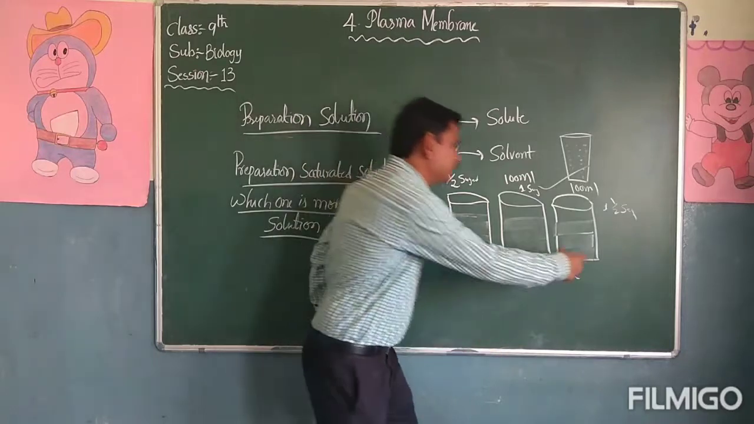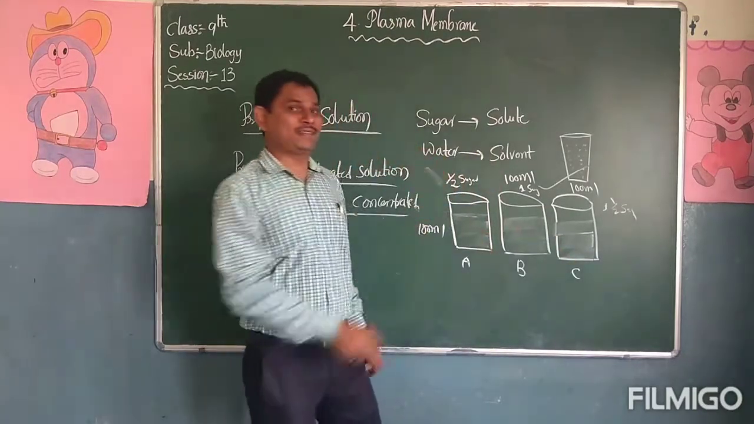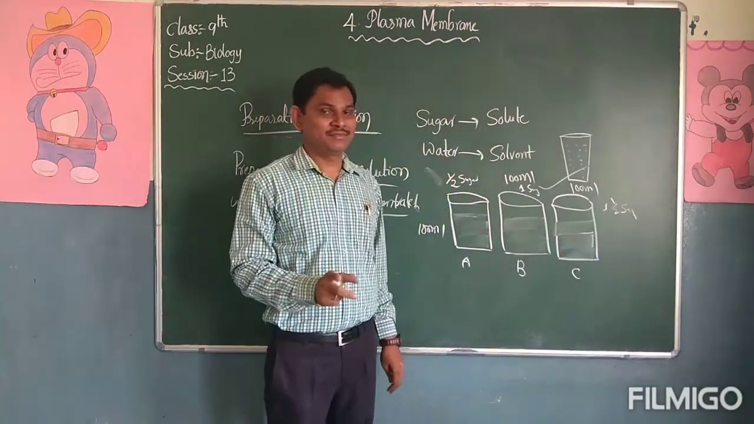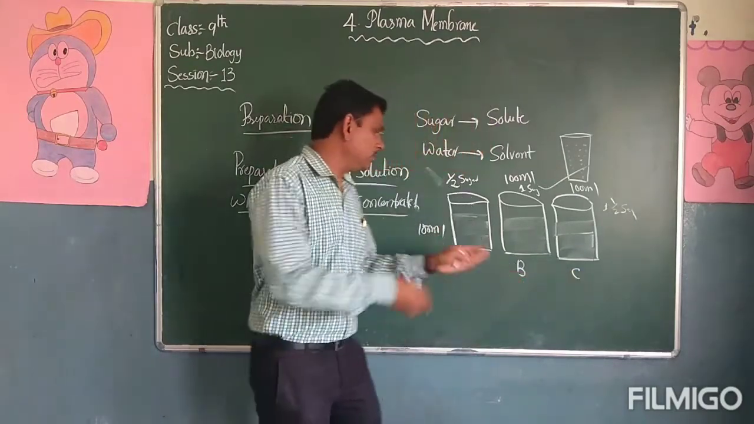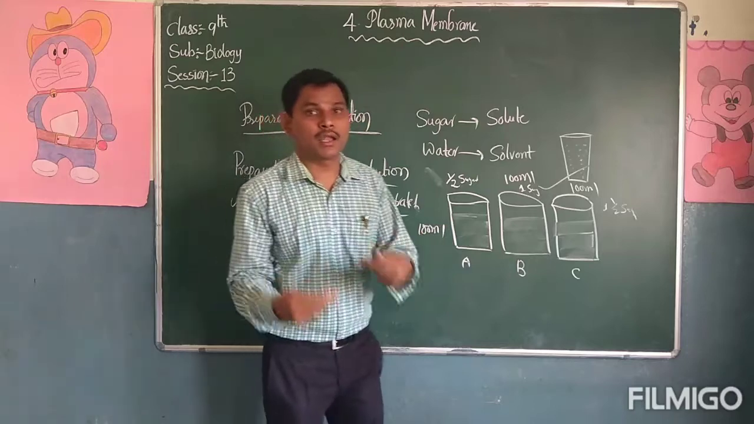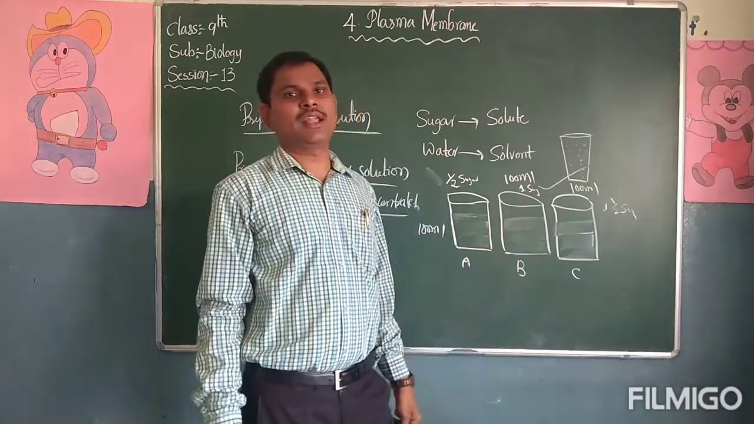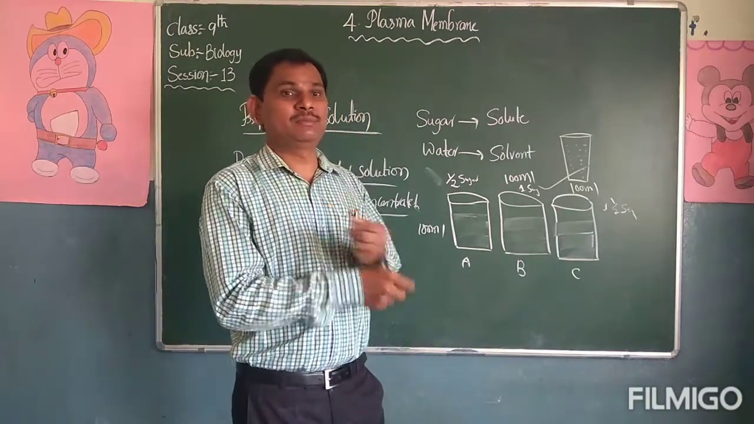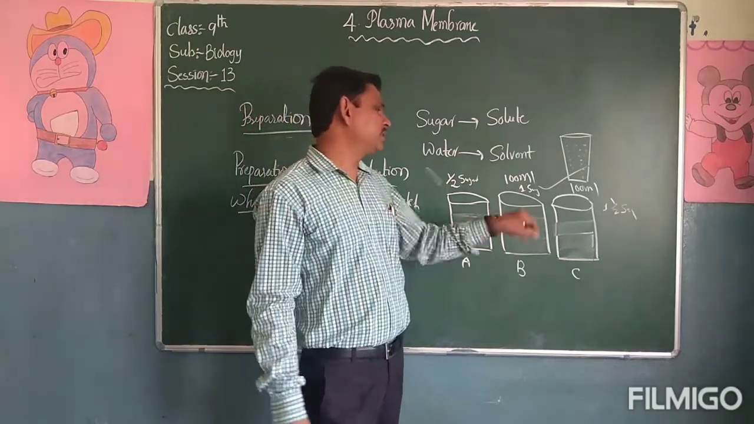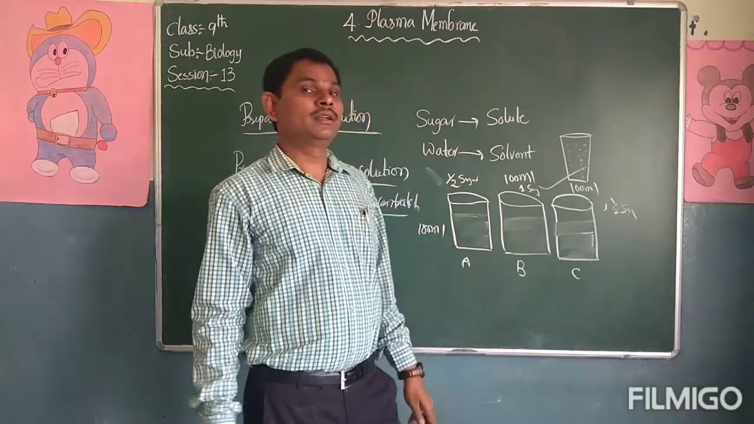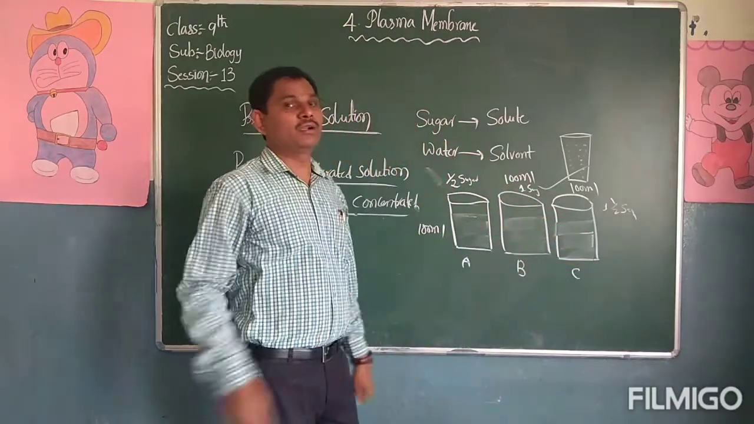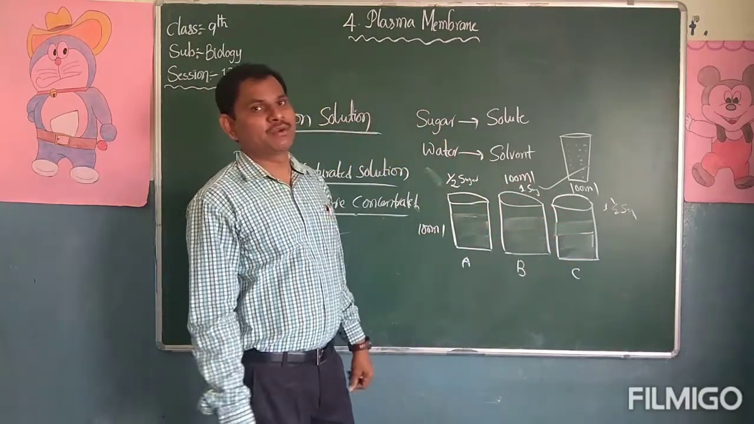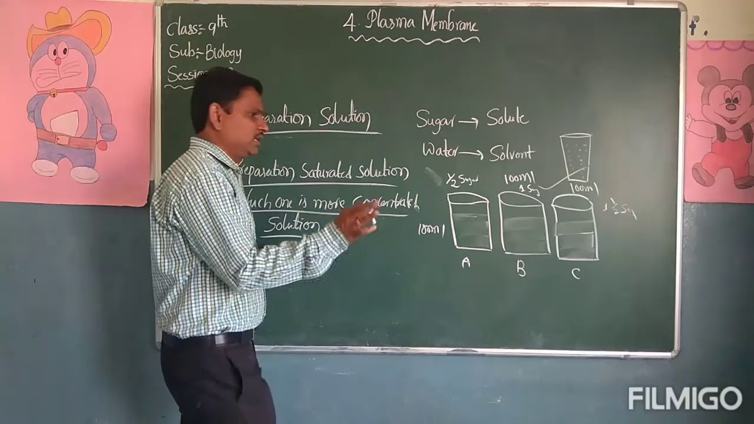If I want to convert C beaker into A beaker, what can we do now? It's simple converting A beaker into C beaker. But to convert C beaker into A beaker, what shall we do? So listen.